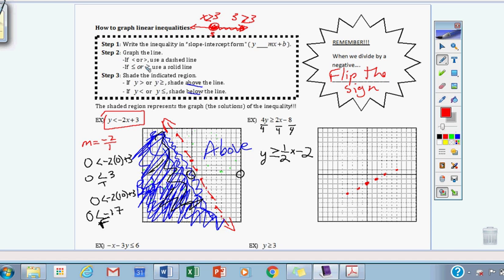But step 2 says dashed line or solid line. Because of this right there, we are going to do a solid line. So I'm going to do my best to connect that. You should do great with your straight edge, but there's our solid line. And again, we would say this is above. I hope you would say this was above, and this is below.